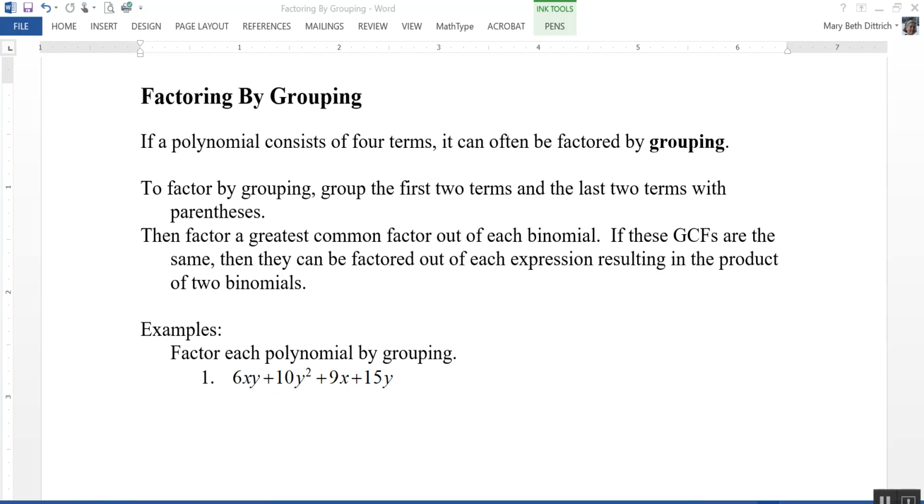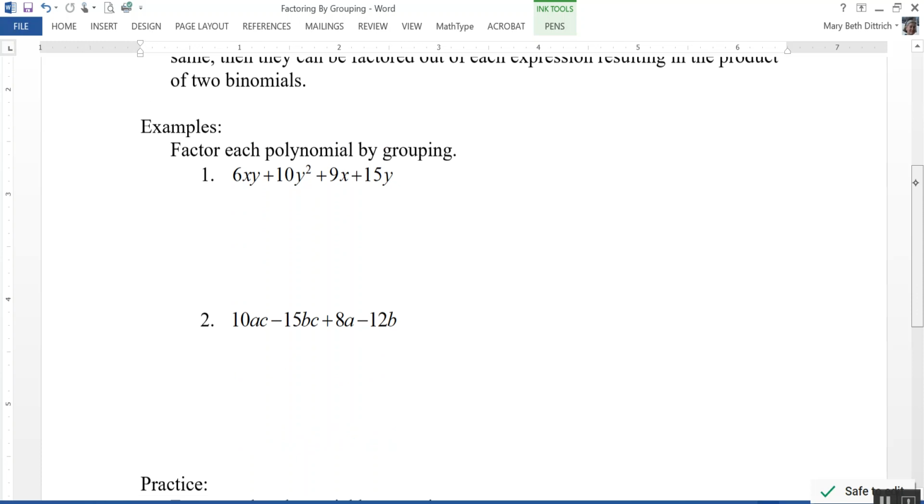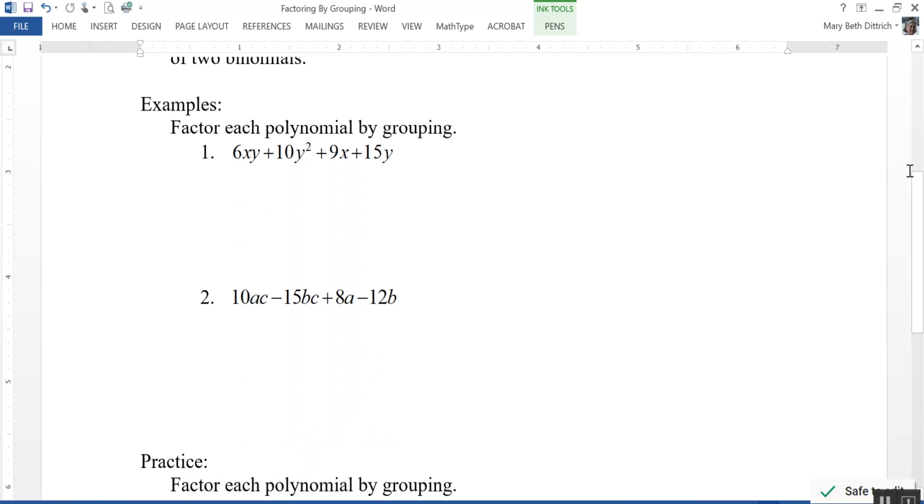If these GCFs are the same, then they can be factored out of each expression, resulting in the product of 2 binomials. Let's take a look at a couple examples here. So this says factor each polynomial by grouping, and we have 6xy plus 10y squared plus 9x plus 15y. Notice I have 4 terms, and I don't see a greatest common factor of all of those terms, so I am going to group the first 2 terms together with parentheses and the last 2 terms together with parentheses.